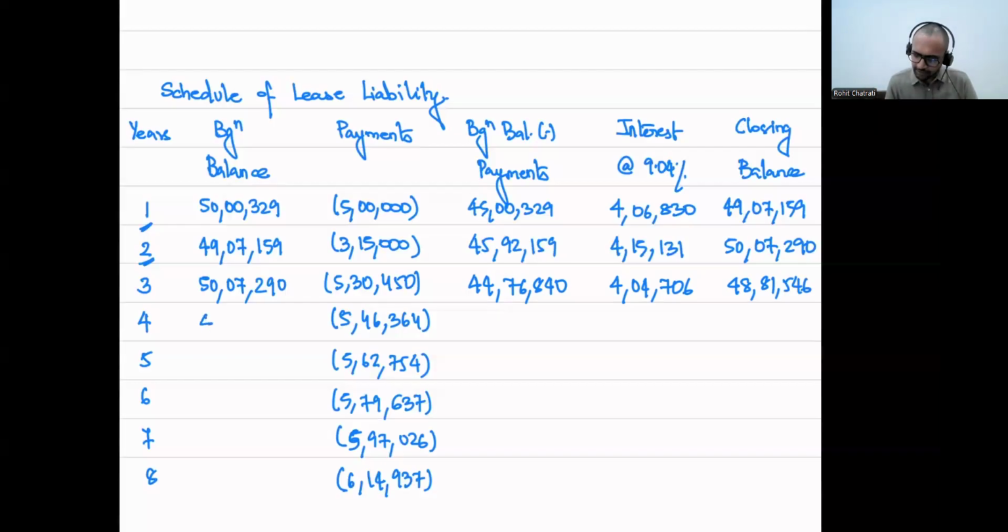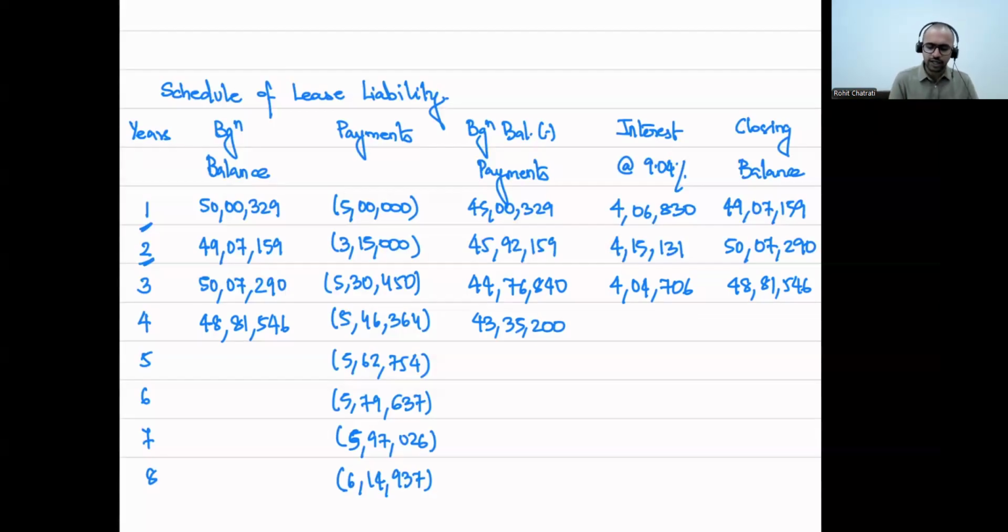That will become the beginning balance for year four: 48,81,546. We then have a payment of 546,364, which is equal to 43 lakh 35,200. So the beginning balance less payment for year 4 will become 43,35,204.